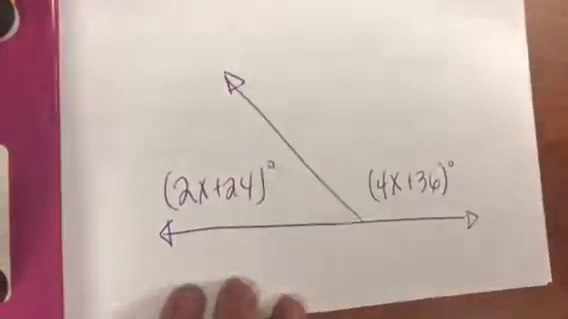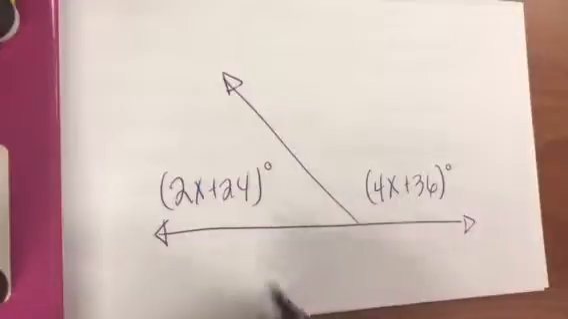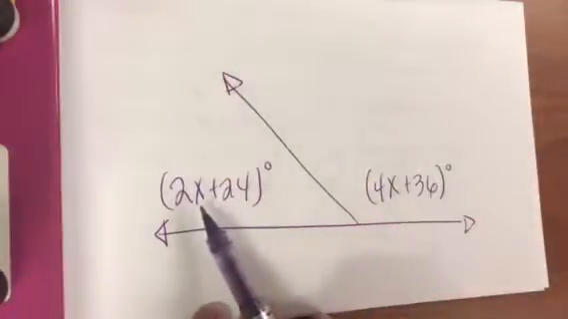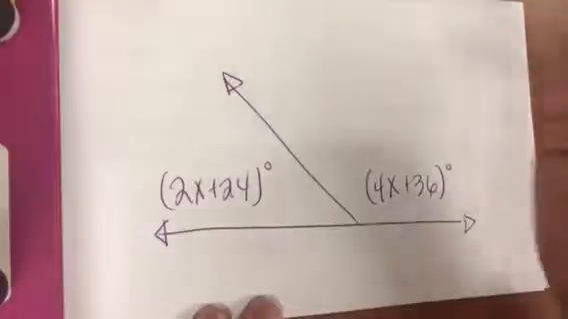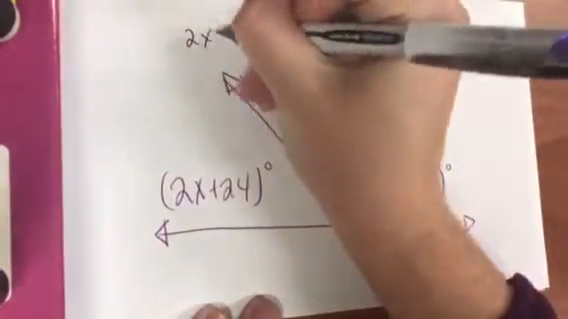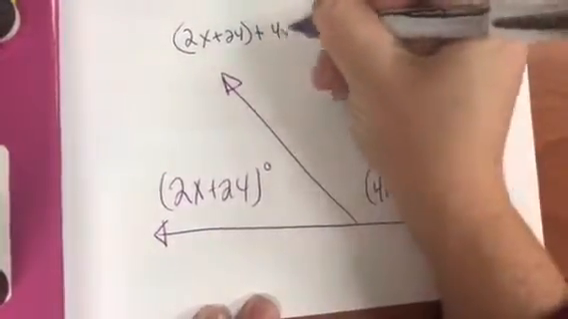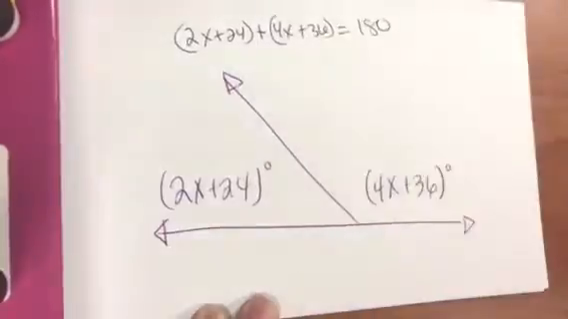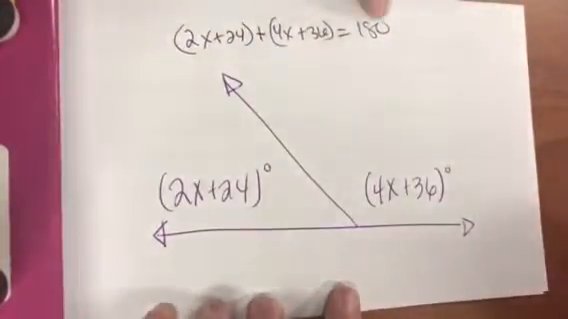Here's where a little bit more math comes in. So we have a straight line. We said a straight line was a supplementary angle, which is two angles that equal 180 degrees. So that means this angle and this angle equal 180 degrees. Does that mean I can just write 2x plus 24 plus 4x plus 36 equals 180? Yes, because the sum of these two angles equals 180.